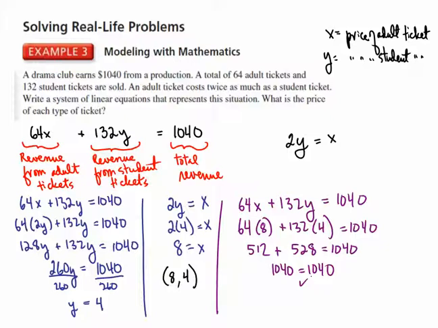And that checks. Have we answered the two questions? What is the price of the adult ticket? $8. What is the price of the student ticket? $4. And so we've answered that question. Let's go on to the next.